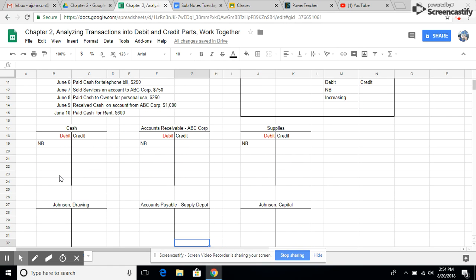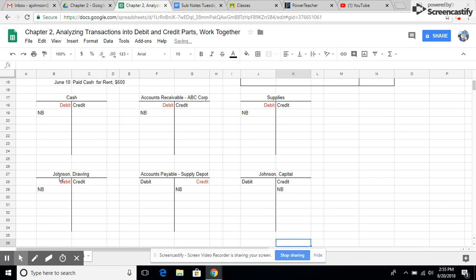Why some of this is turning red, I have no idea. Okay, Johnson drawing. So a drawing account, the left side is the debit, the right side is the credit, and drawing accounts have a normal balance on the debit side. Accounts payable, got debit and credit. Whoops, spelled that wrong. And then accounts payable have a normal balance on the credit side. Our Johnson Capital account will have debit, credit, and the Johnson Capital account has a normal balance on the credit side.